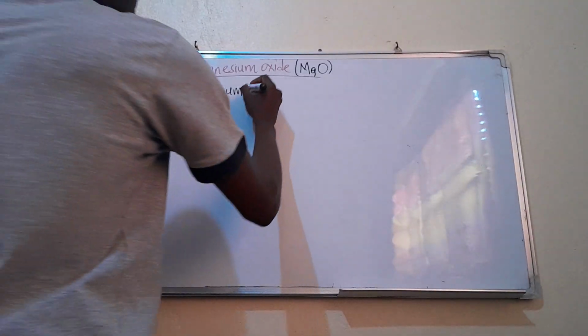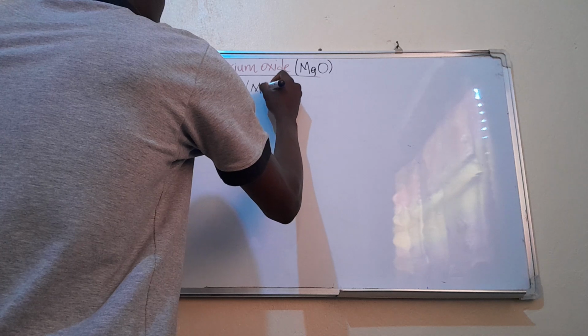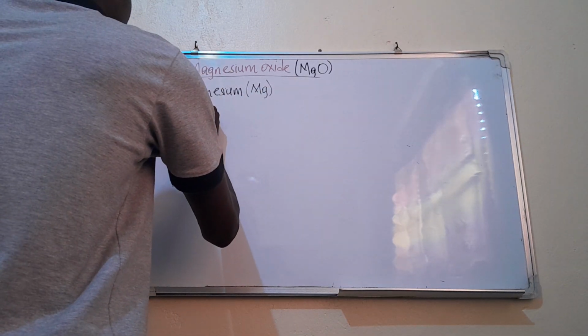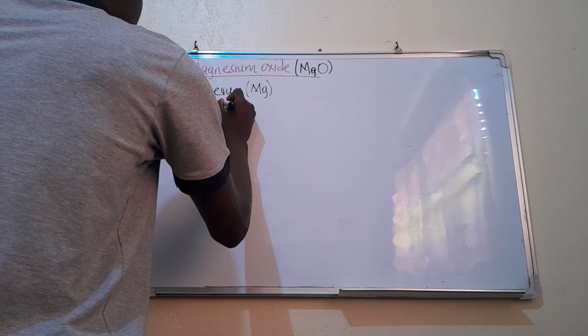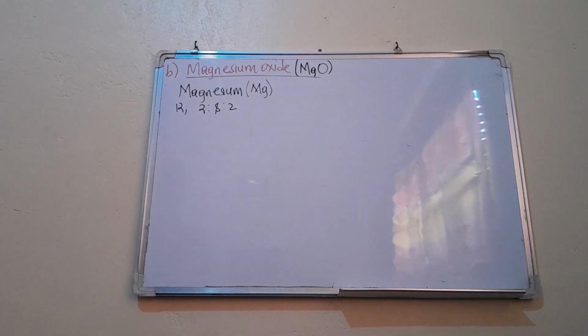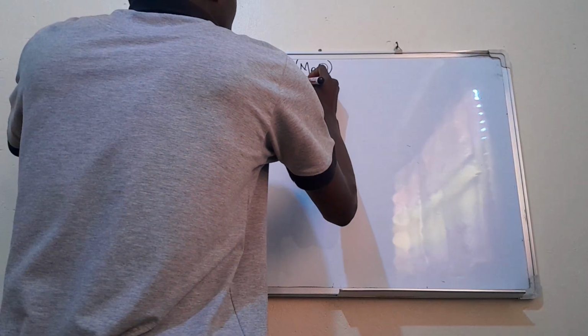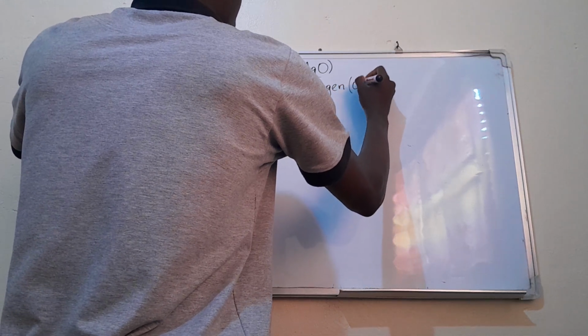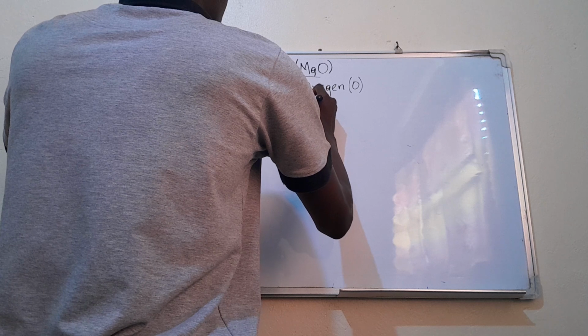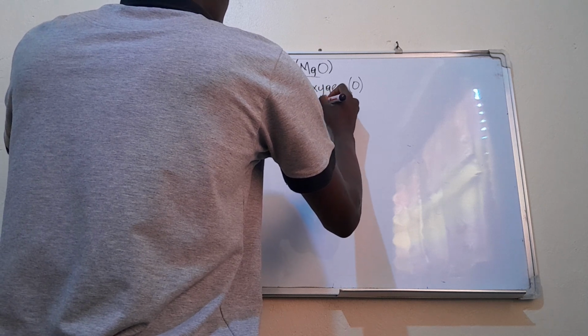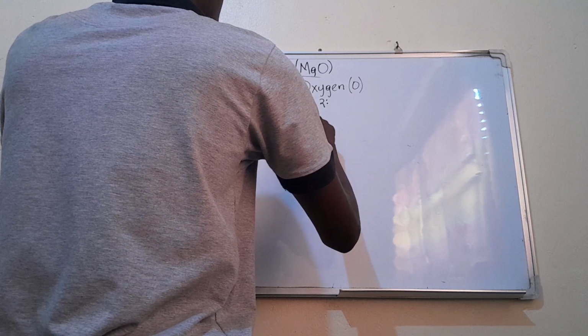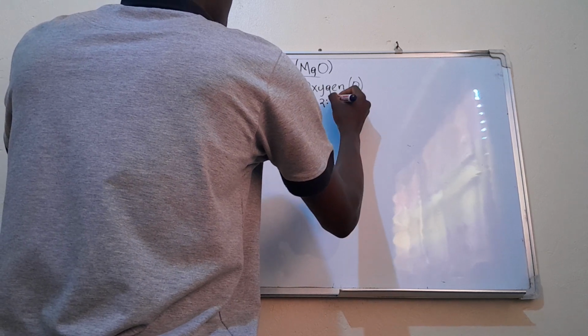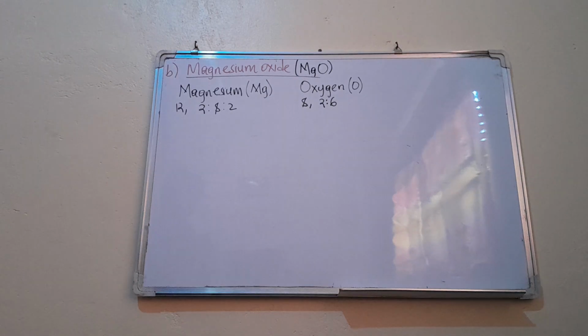Magnesium, which is Mg. According to the periodic table, magnesium is element 12 with electronic configuration 2, 8, 2. And then oxygen is element 8 with electronic configuration 2, 6.